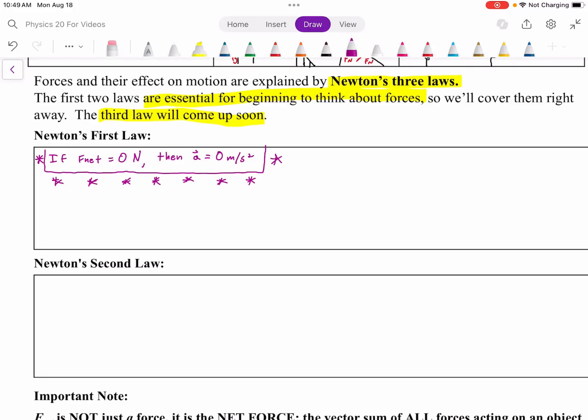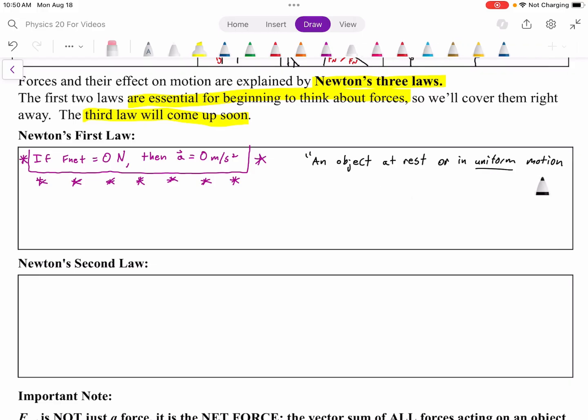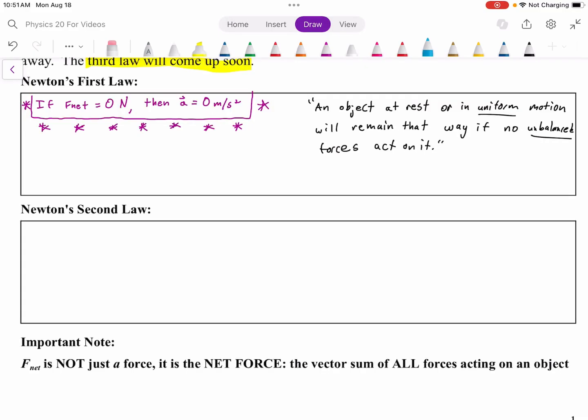Here's how Newton worded that. This is the formal statement of Newton's first law, okay? An object at rest or in uniform motion, so remember that's motion with a constant velocity, will remain that way if no unbalanced force acts on it, or forces act on it. Stated a little bit simpler, what we're saying there is that objects will not accelerate. Their velocity won't change if there's no net force applied to them.